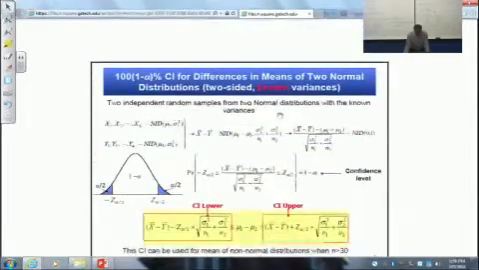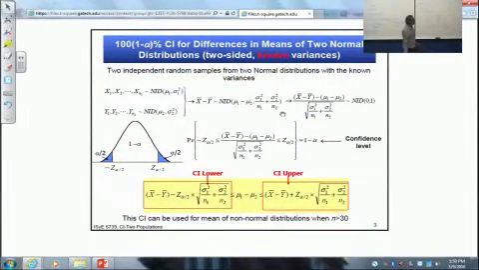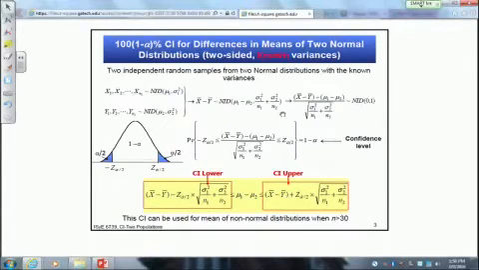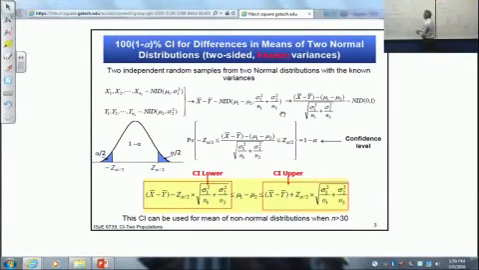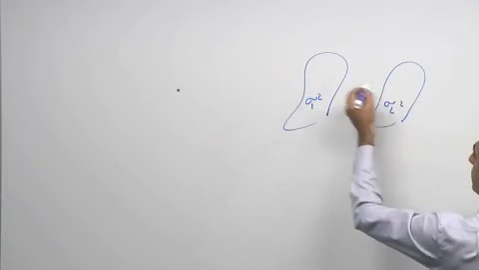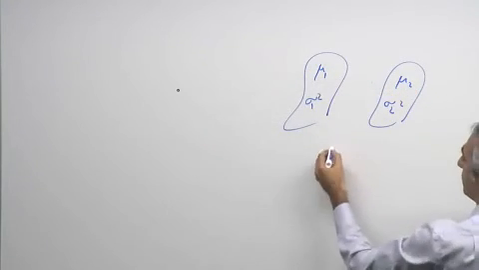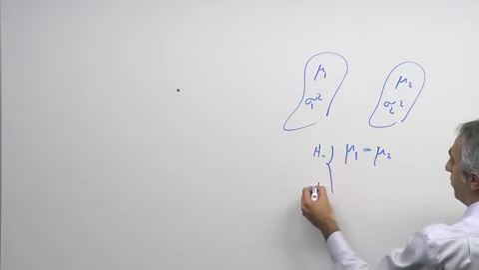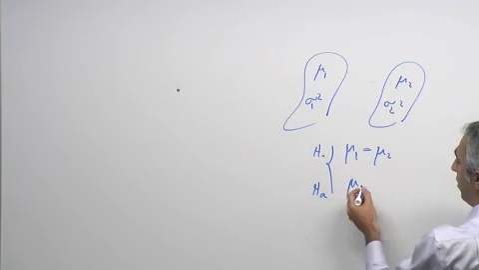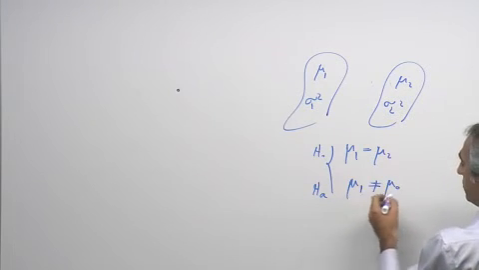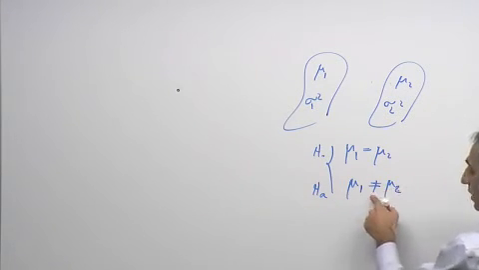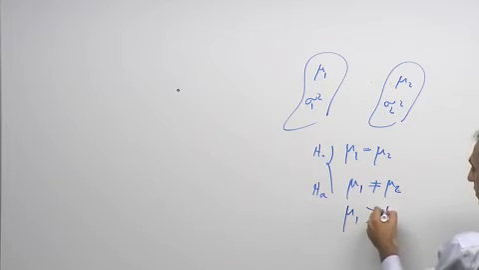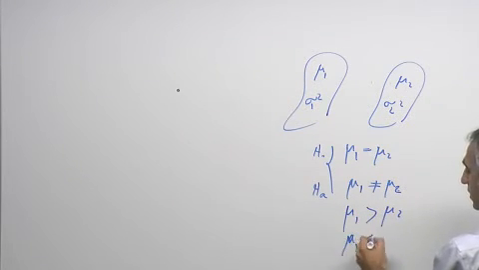So for two populations, let me start with the simple case. When you have two normal populations, the variance of both of them is known, but you want to see if the means of these two populations are equal or not, which could be an inequality or greater than or less than.